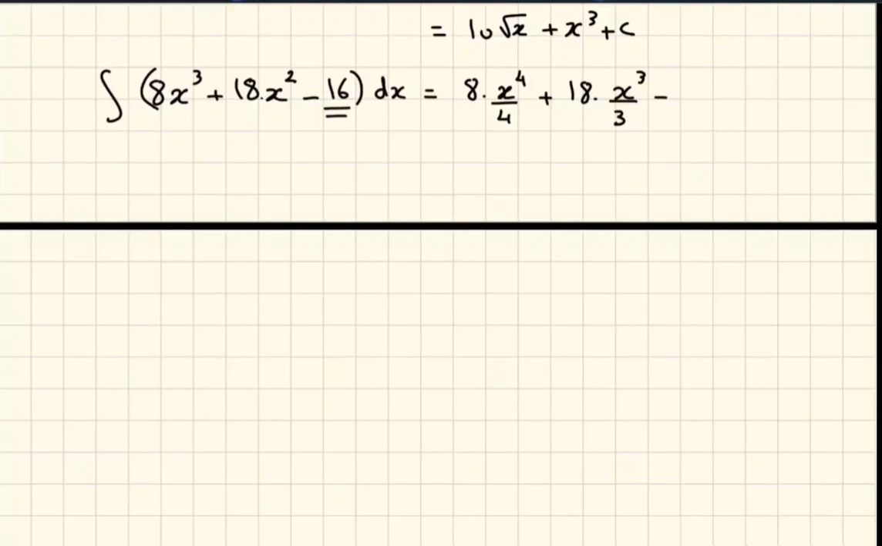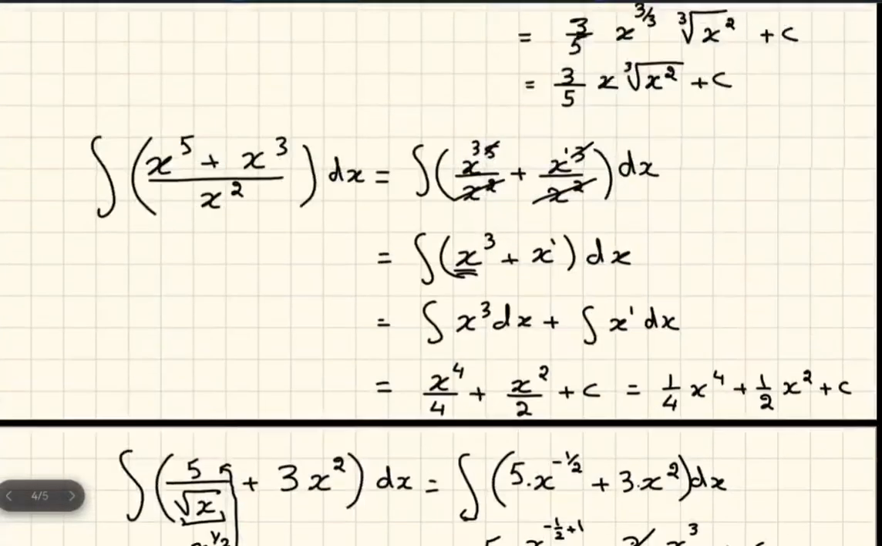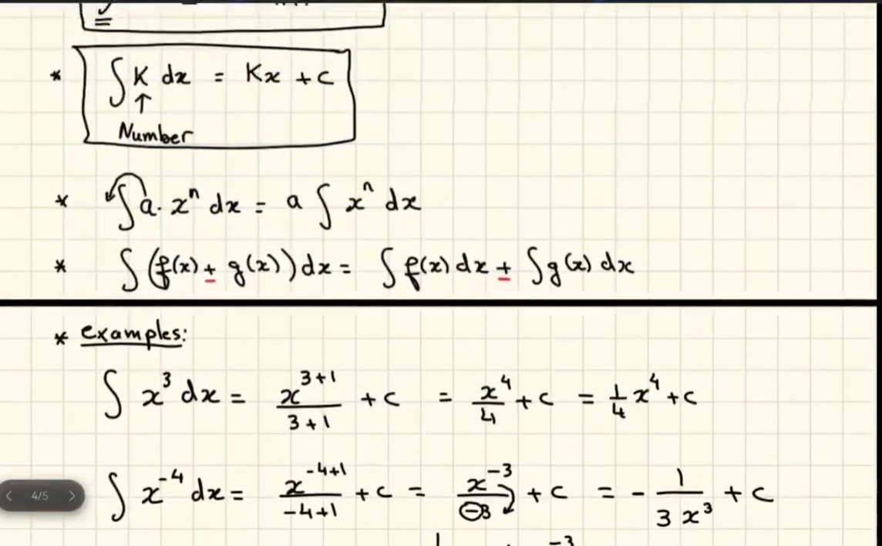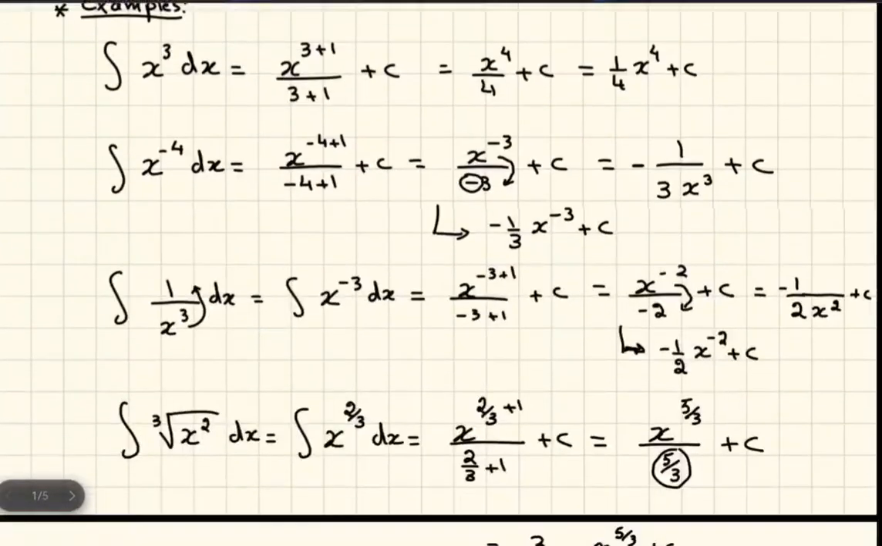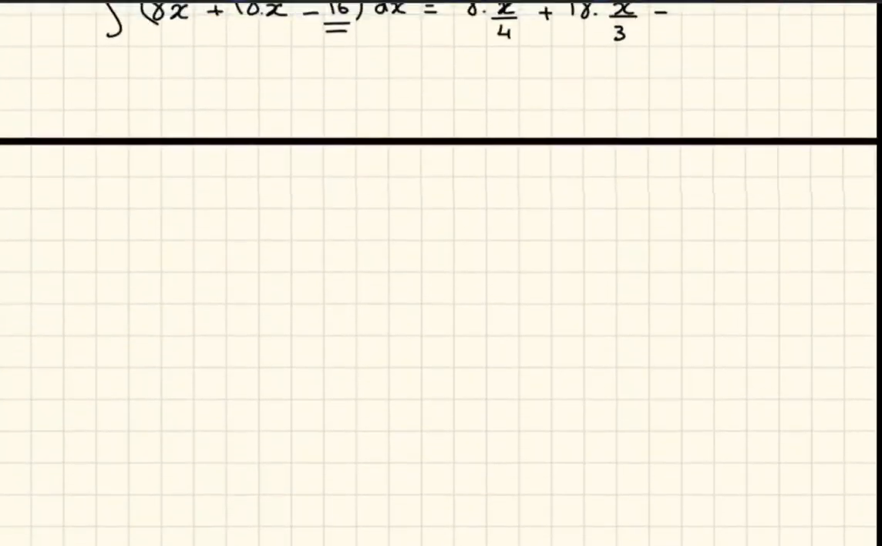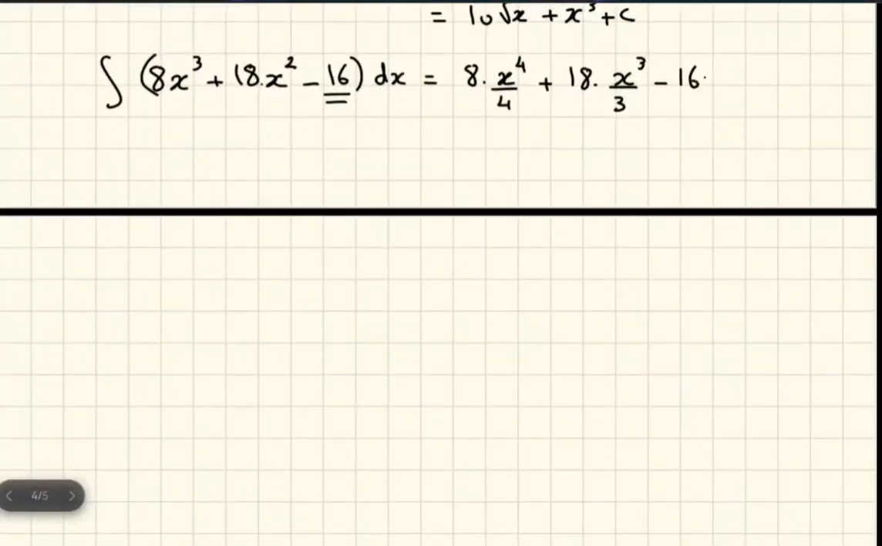Now the last one is a number, and remember the rule. If you have only a number k, just add x next to it. So this will become 16x plus c. Now in the other video I will make advanced examples about integral, so make sure to watch this, then the other one.